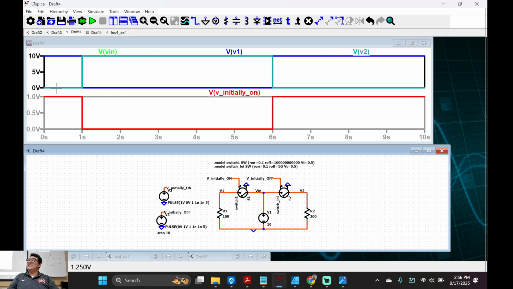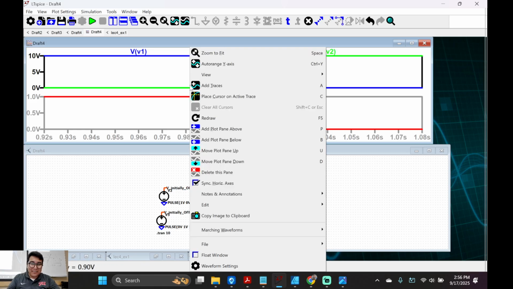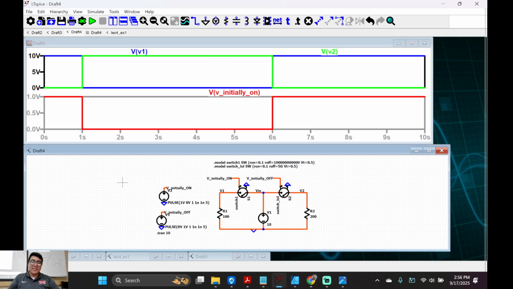It's initially 0, right? So basically we did this cool switch. So now V1 is on, right? It's 10 volts. It's taking that 10 volts. V2 is taking 0 volts, right? And then we just did the switch. Let me just zoom in. You like that zoom in? Oh, I can't really do that. Anyways, zoom to fit. Does that make sense for your guys' homework if you guys have another switching problem?